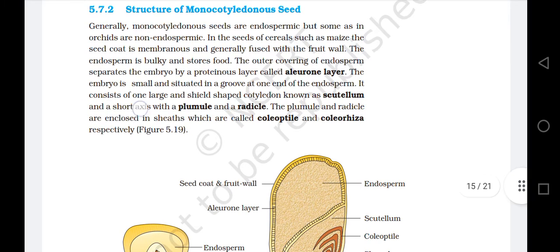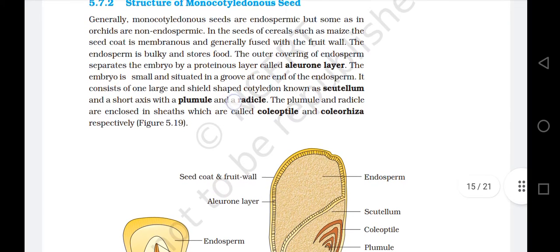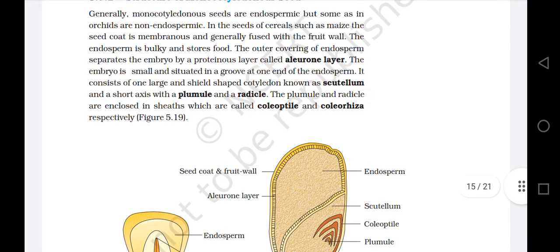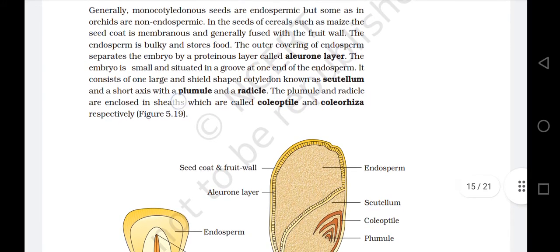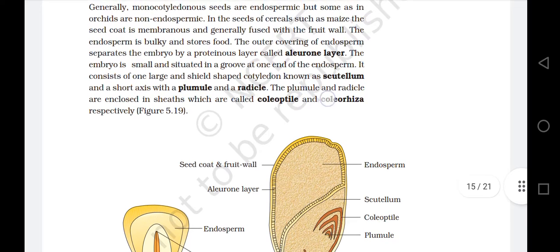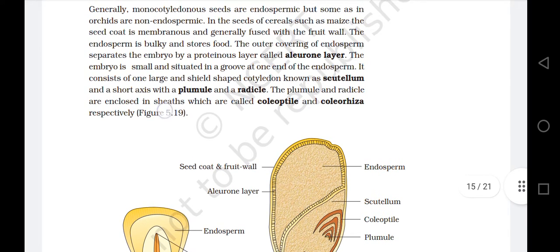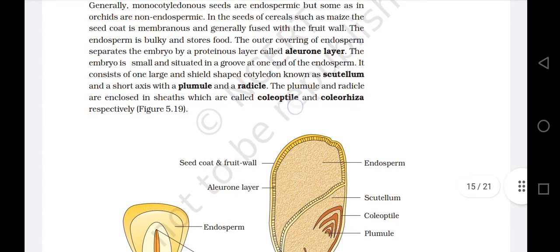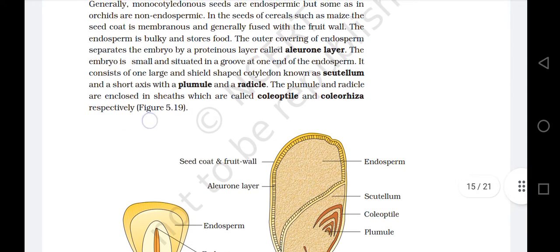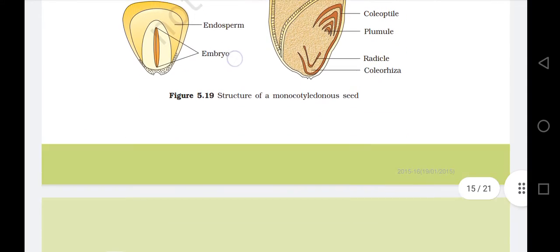It consists of one large and shield-shaped cotyledon known as scutellum and a short axis with plumule and radicle. The plumule and radicle are enclosed in sheaths which are called coleoptile and coleorhiza respectively. Figure 5.19.